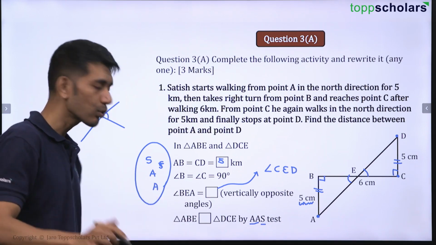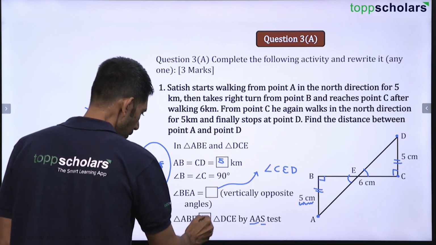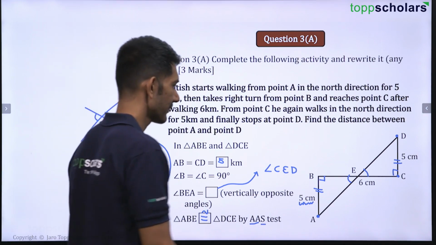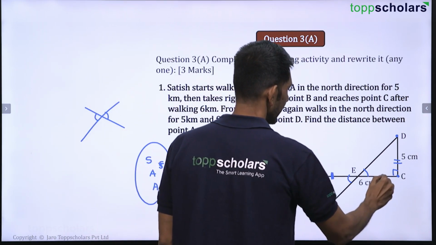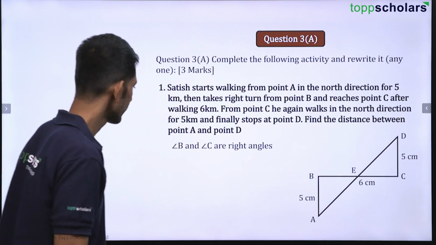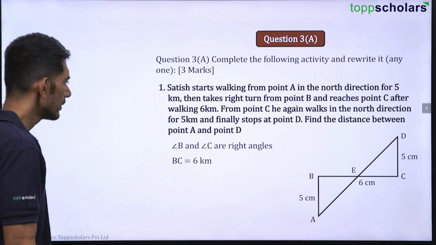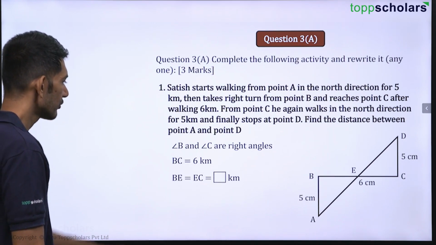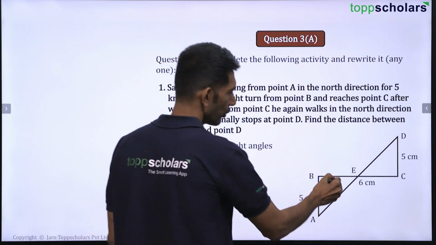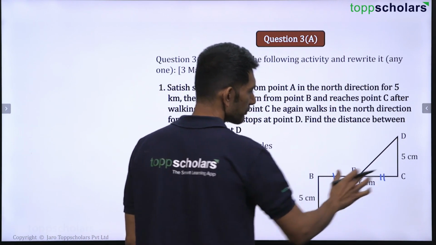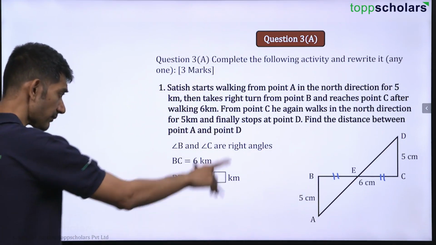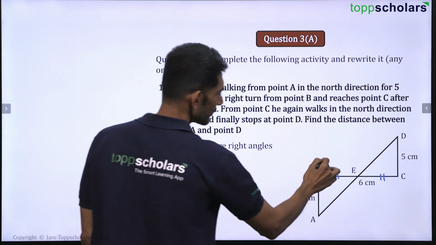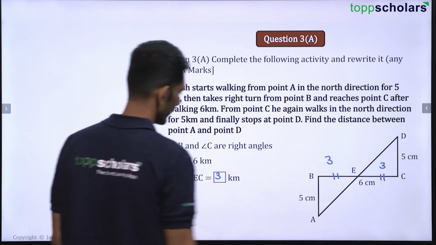They are not similar, they are congruent. Congruent, right? Now once they are congruent, can I say that BE and EC are also going to be equal? Anyways, but let us see further. So angle B and angle C are right angles. BC is already given as 6. So BE and EC, because the two triangles are congruent now, will be split into two equal parts. So that becomes 3 kilometer each. Correct? So half of this is 3, half of this is 3.